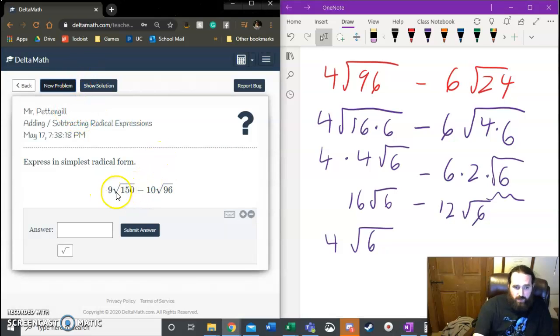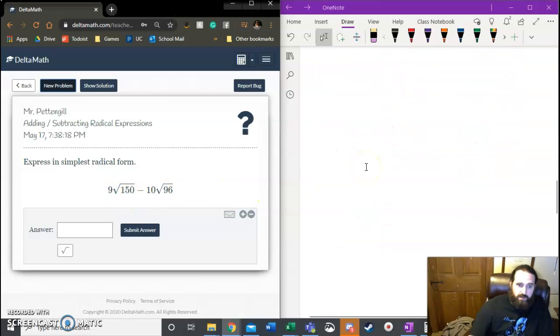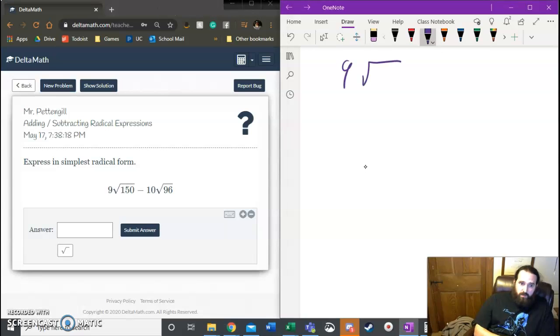Same idea this next problem. You can guess where we're going to go. I'm going to have to simplify both of these things. And there's not a lot of variation, so this is going to be the last practice one we do together. So 9 root 150 minus 10 root 96.